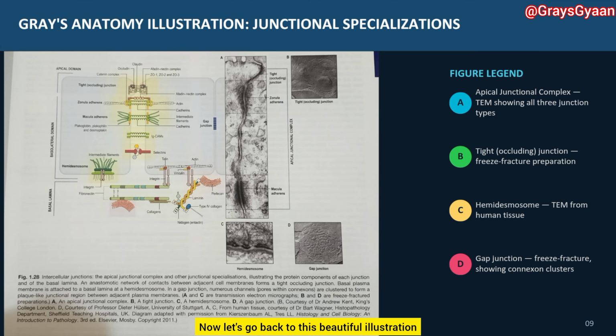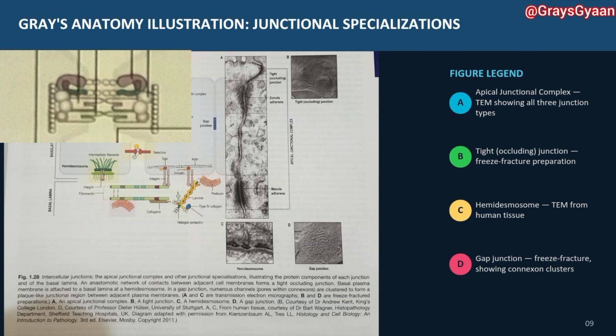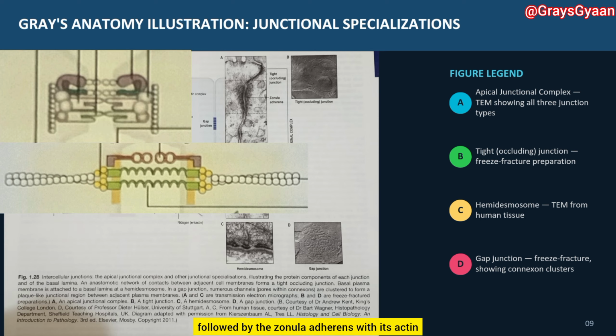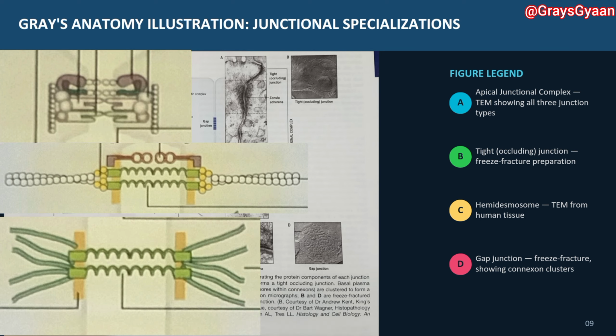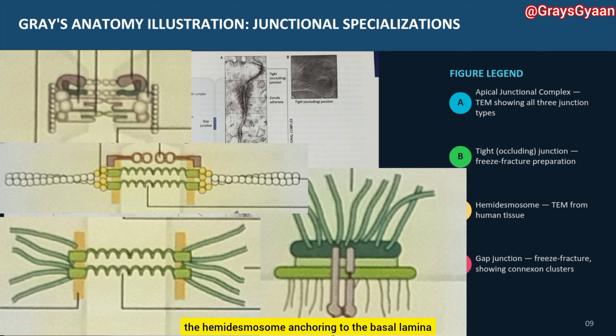Now let's go back to this beautiful illustration from Gray's Anatomy, Figure 1.28, and appreciate what it's showing us. On the left, you have the schematic diagram, showing the full hierarchy of junctions from the apical domain at the top to the basal lamina at the bottom. You can see the tight junction at the apex, followed by the zonula adherens with its actin, then the macula adherens, the desmosome, with its intermediate filaments, and at the base, the hemidesmosome anchoring to the basal lamina.